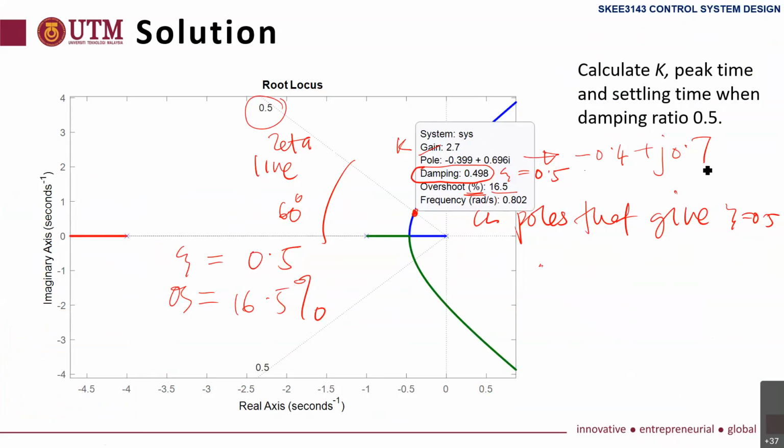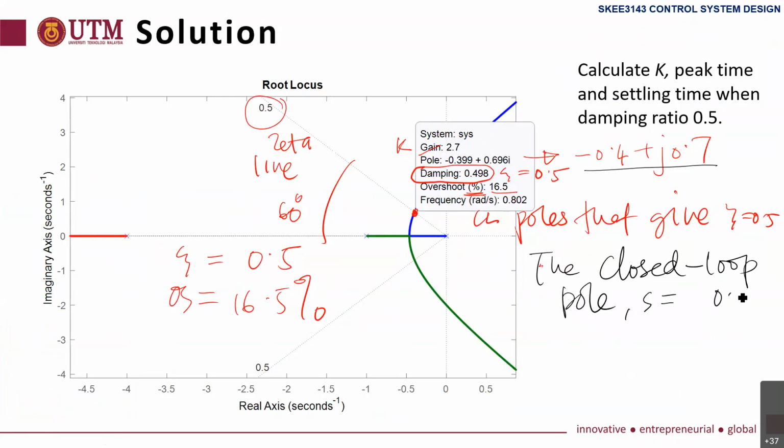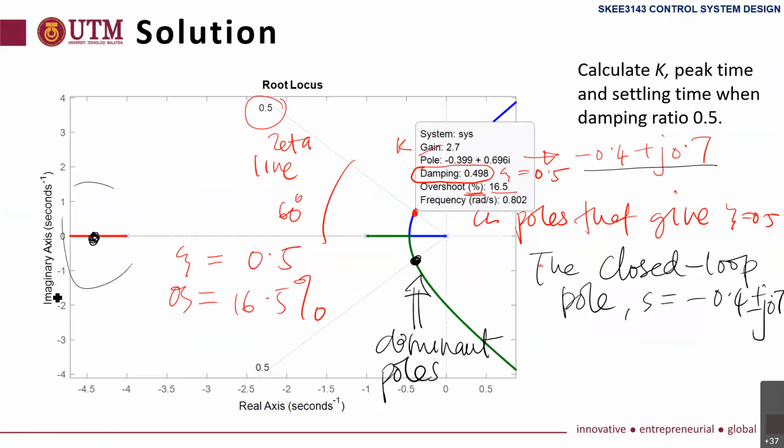So we call this the closed loop pole, S equal to minus 0.4 plus minus J 0.7. Okay, another one here. Another one here. 3 poles. But these are called dominant poles. They are dominant as compared to the third one. That's why we only consider the first two.